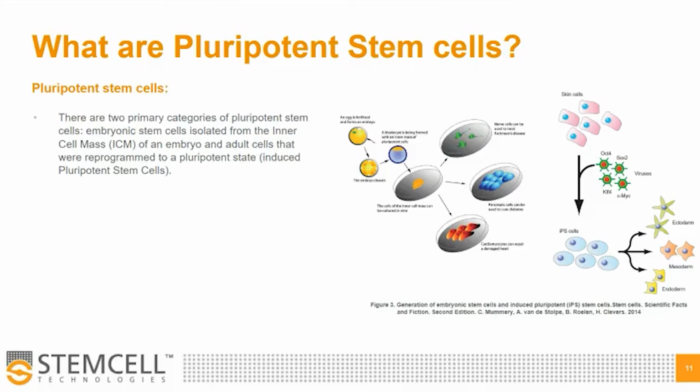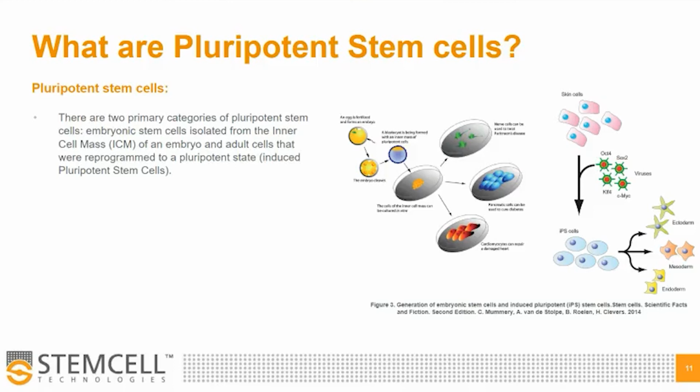There are two types of pluripotent stem cells. One, embryonic stem cells, isolated from the inner cell mass, or ICM, of an embryo. And two, induced pluripotent stem cells, which are reprogrammed from adult somatic cells. The inner cell mass can be isolated from the trophectoderm of a blastocyst stage embryo using immunosurgery and transferred to a plastic dish for culture in vitro. These cells are known as embryonic stem cell, or ESC lines.